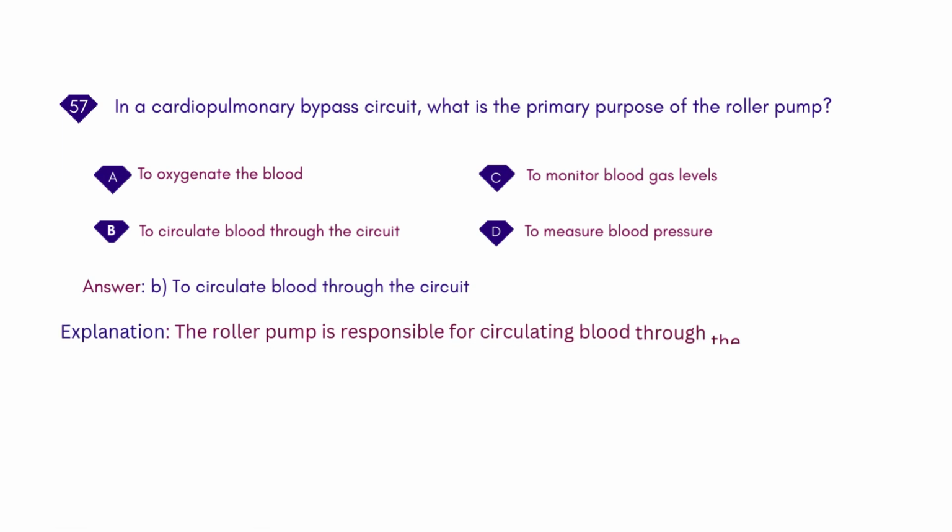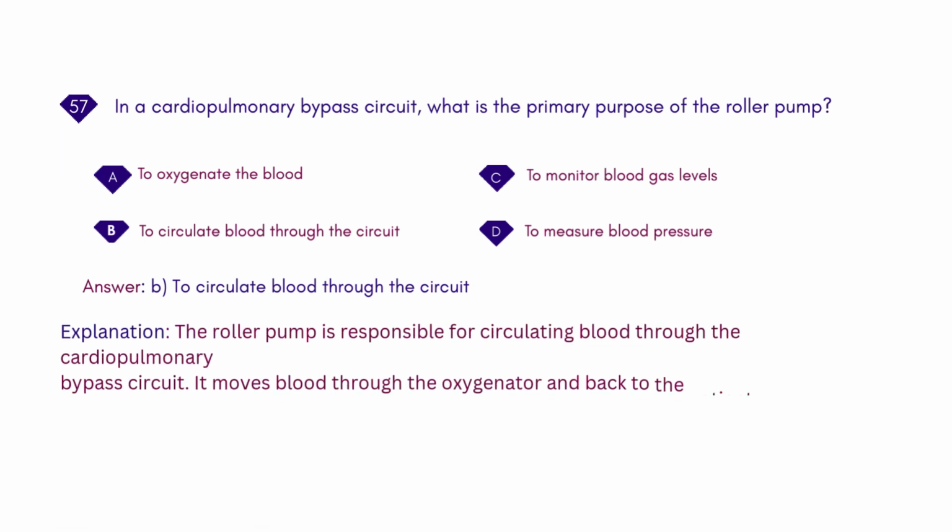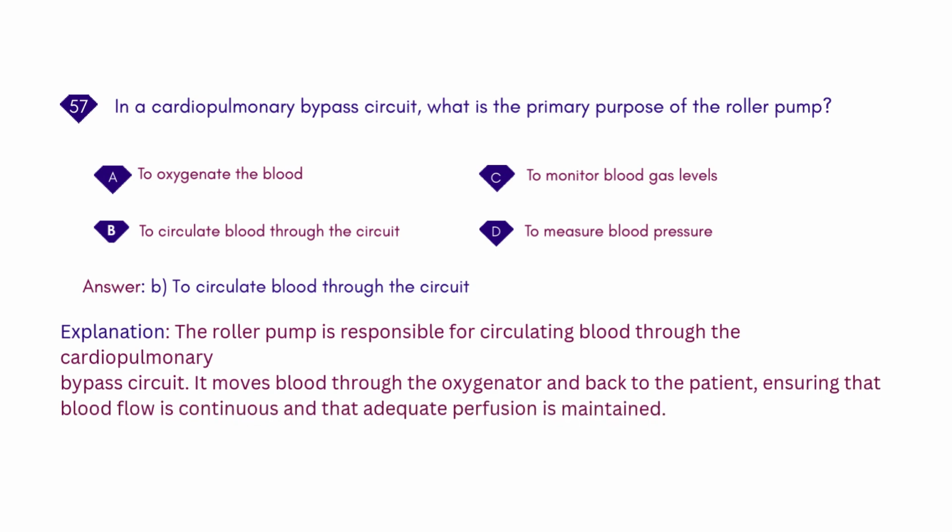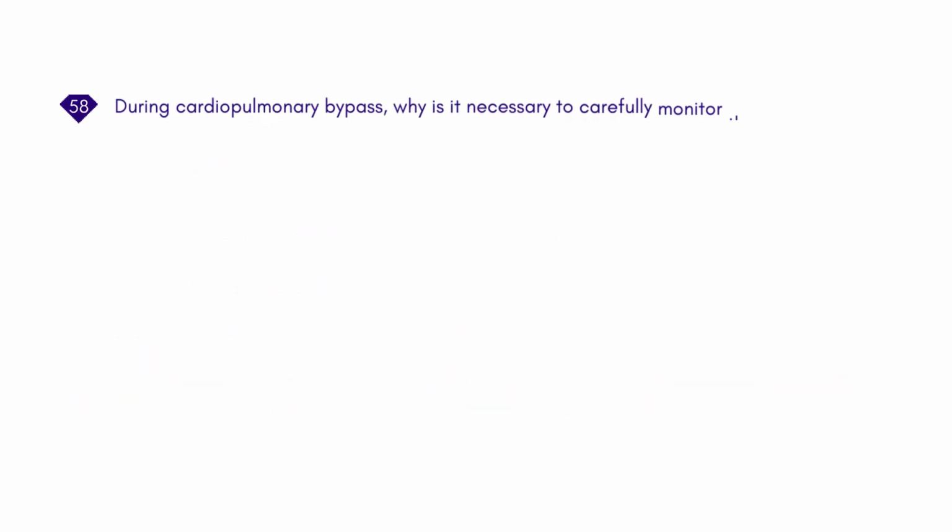Explanation: the roller pump is responsible for circulating blood through the cardiopulmonary bypass circuit. It moves blood through the oxygenator and back to the patient, ensuring that blood flow is continuous and that adequate perfusion is maintained.